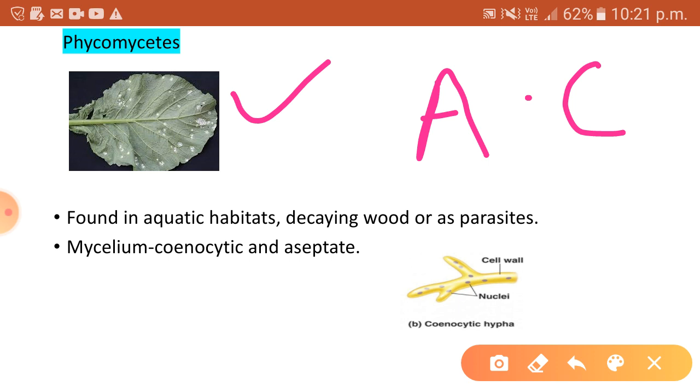The mycelium is coenocytic and aseptate. The word aseptate means without septae or cross walls. I hope that you may be remembering this picture of multinucleate hyphae that we have come across in the first part of fungi.